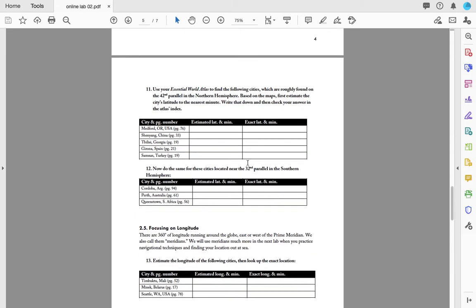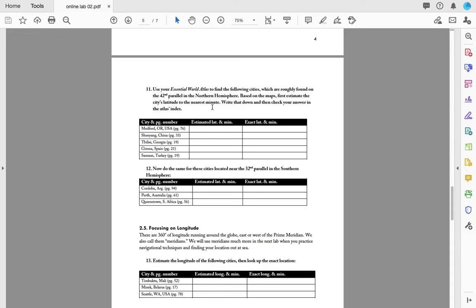Now we're getting into the good stuff right here with 11, and this, as I said, is geared toward the Essential World Atlas from Oxford. So use that if you've got it. Anything else will work. I know we just started, and I know shipping and stuff like that is crazy. So if you don't have this now, do the best you can.